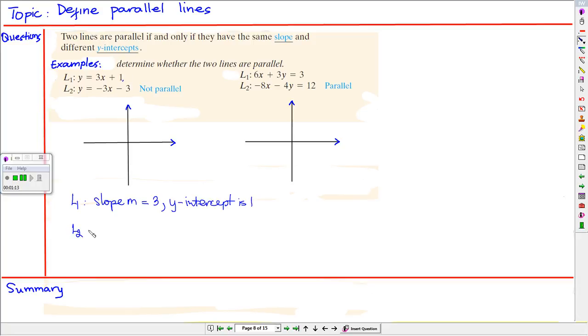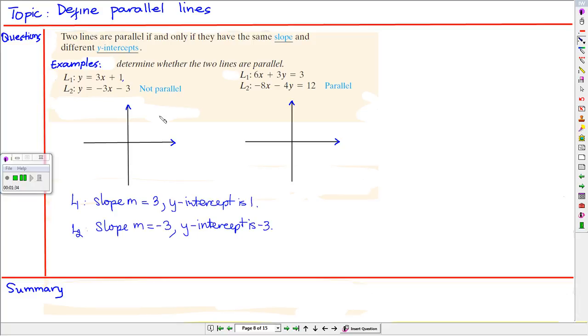Let's go to line 2. For line 2, the slope is -3. The y-intercept is also -3. So we can see right here by the definition that these two lines do not have the same slope, so we cannot say that they are parallel. We can conclude that these two lines are not parallel.